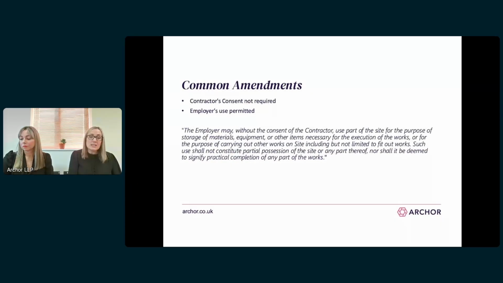So looking then at common amendments to the partial possession clauses, as noted above, it's common to see amendments to the JCT clauses that remove the requirement for the contractor to give consent. We also often see clauses which allow the employer to carry out certain works on site without it constituting partial possession. And depending on the nature of the works and the level of control taken, this can sometimes blur the line between what is and what is not partial possession. So I've included on this slide an example of that type of clause.